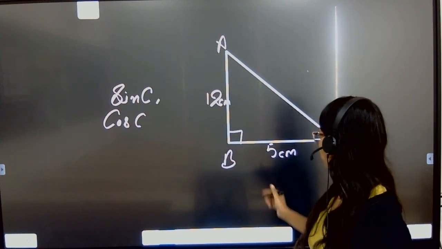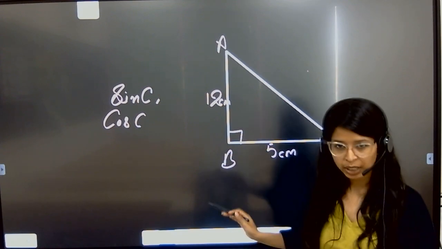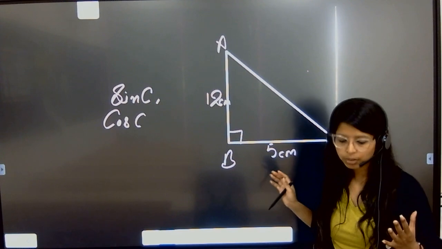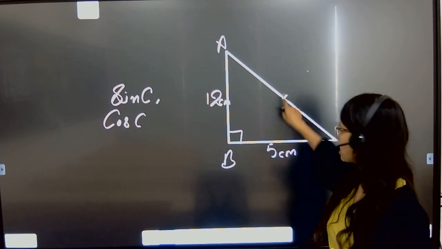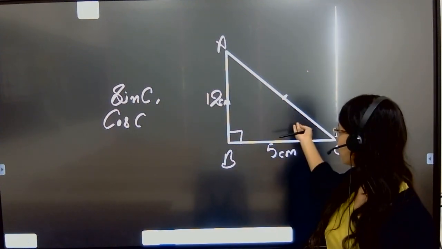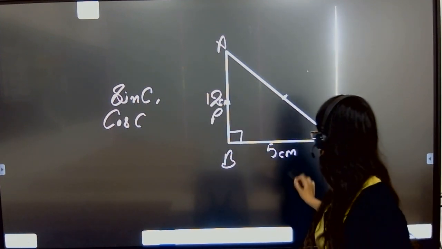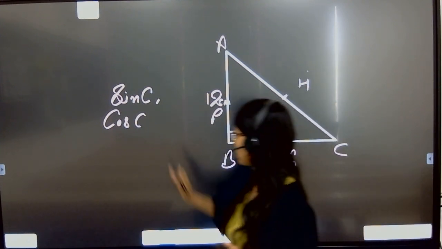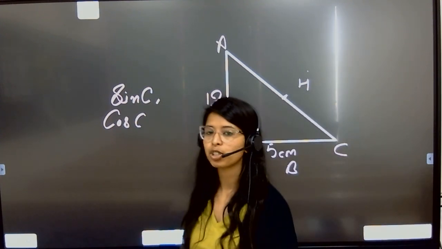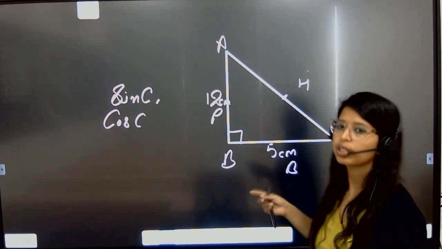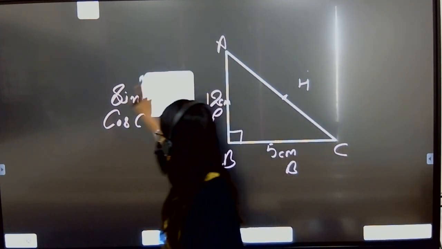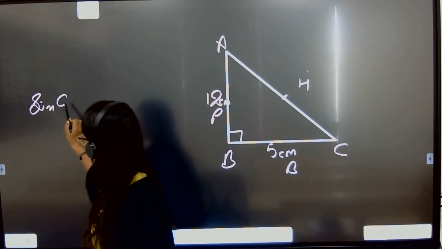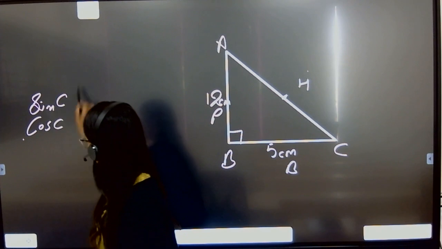So let's see, first of all, we can see we have only the perpendicular part as well as the base part, right? So now first of all, we'll find this unknown part. We know that this is perpendicular, this one is base, and this one is our hypotenuse. So with the help of Pythagoras theorem, first of all, we'll find the AC length, which is our hypotenuse. I'm writing sine C and cos C here. We have to find this.